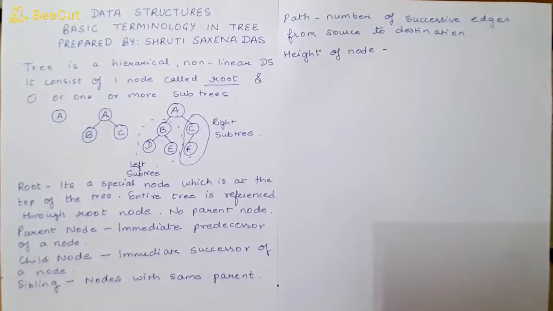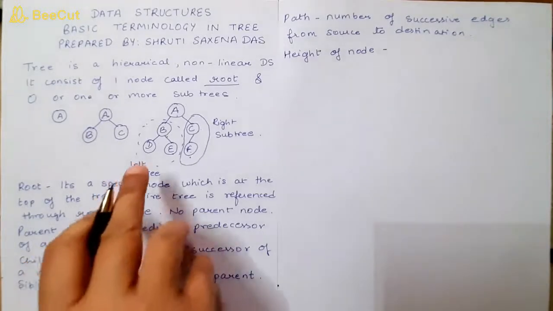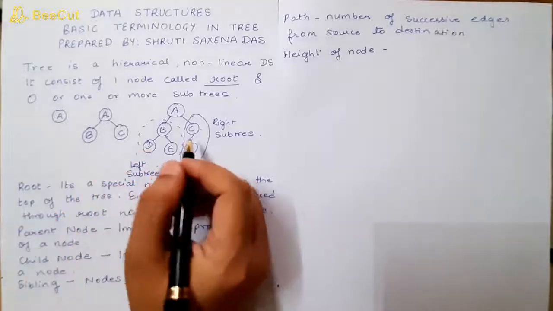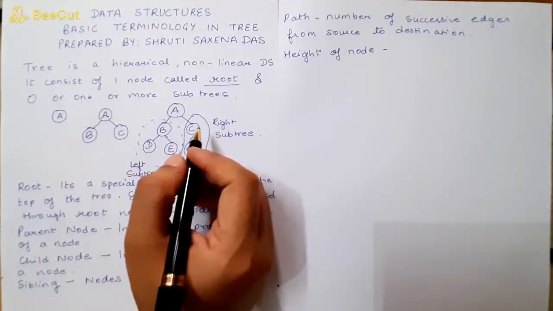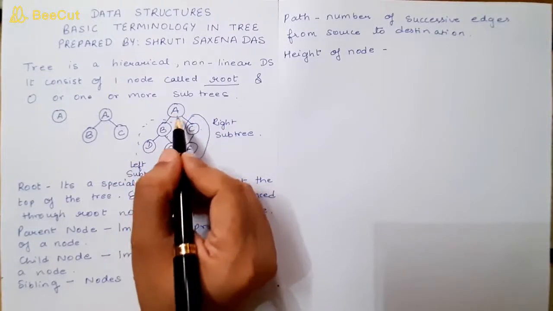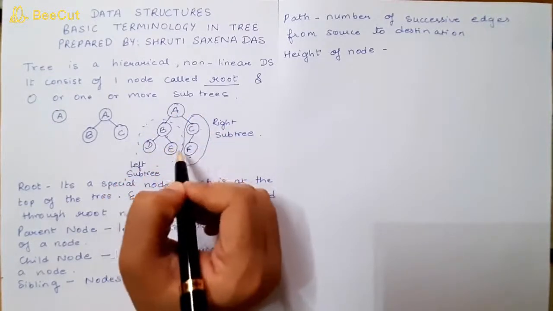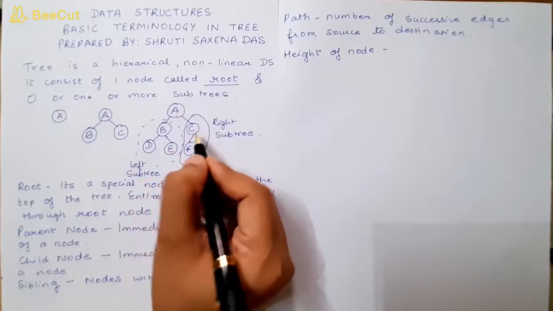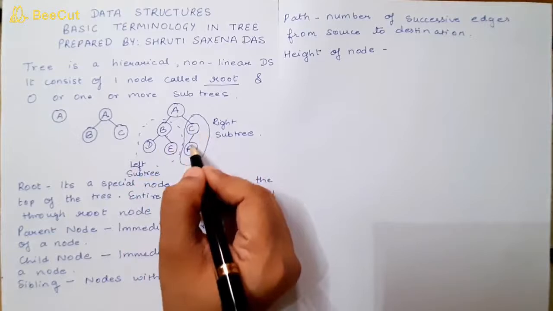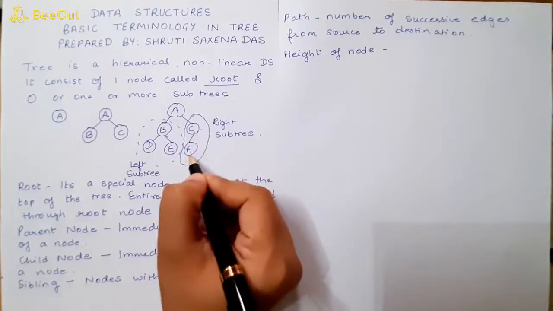Height of a node is the longest path between the node and the leaf. Like in this case, if we see, then the height of a node is known as the number of edges on the longest path. Like in this particular tree, for C, the height will be 1 because there is only one edge between this node and the leaf node.